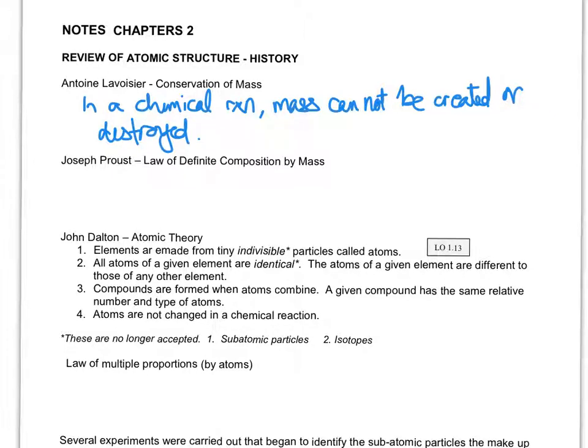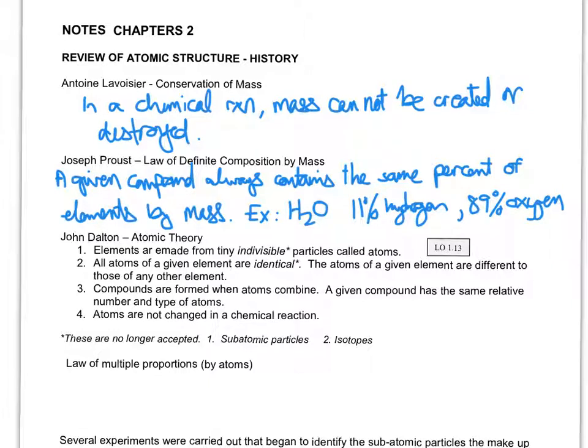Okay. Joseph Proust, he came up with a law of definite composition by mass, and so he said that if you have a given compound, it's always going to contain the exact proportion or percentages of elements by mass. So a given compound always contains the same percent or proportion of each element by mass. For example, if I have water, whether I have a drop of water or a kilogram of water or a tub full of water, water will always be 11% hydrogen and 89% oxygen by mass. So if I take the mass of the hydrogen in my compound divided by the total, that's going to be 11%, and for oxygen it'll be 89%.